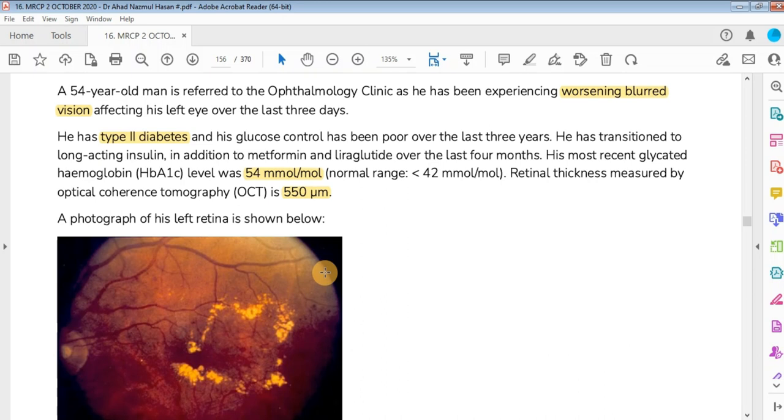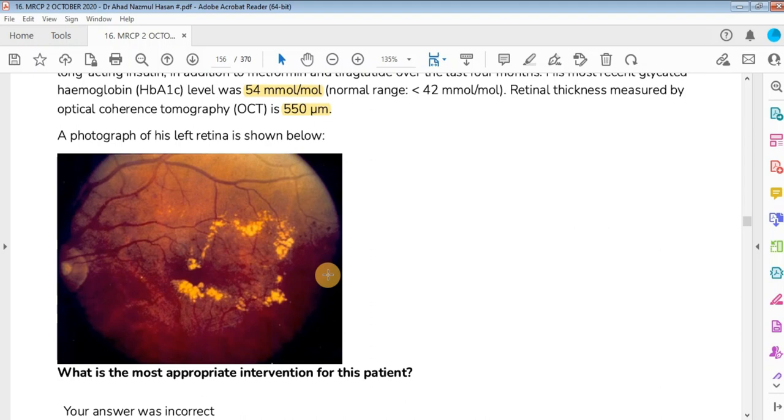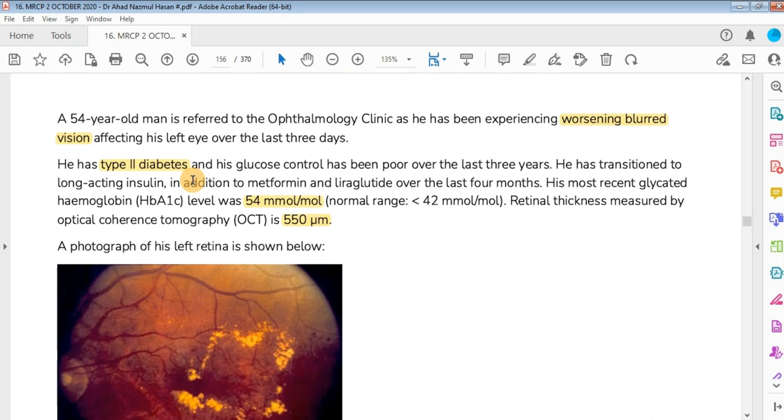His most recent glycated hemoglobin level was 54 millimole per mole, with the normal range being less than 42 millimole per mole. Retinal thickness measured by optical coherence tomography, 55 micrometer. A photograph of his left retina is shown below. So this is a patient with type 2 diabetes with worsening blurring of vision, and the OCT level is increased here.